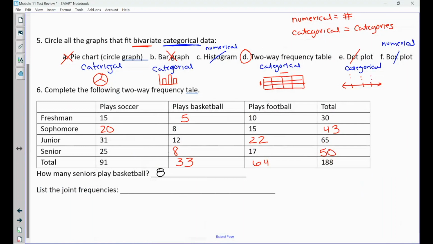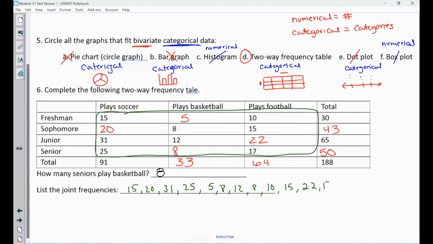Now we're going to list the joint frequencies. Remember, our joint frequencies are our numbers on the inside. It's actually the answers from the survey. So anything besides our totals. These are all of our joint frequencies. So we've got 15, 20, 31, 25, 5, 8, 12, 8, 10, 15, 22, and 17.